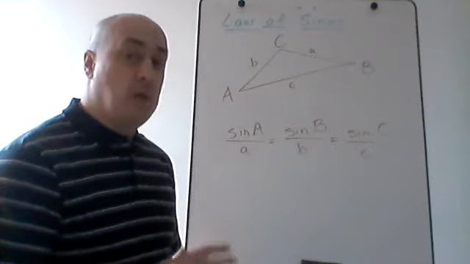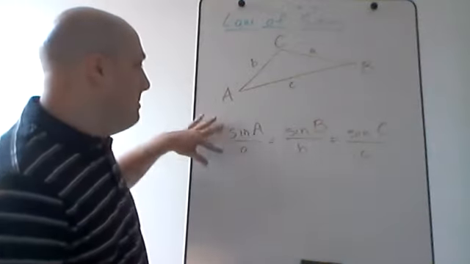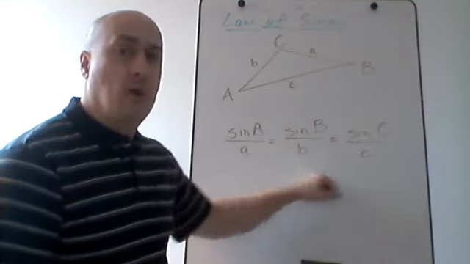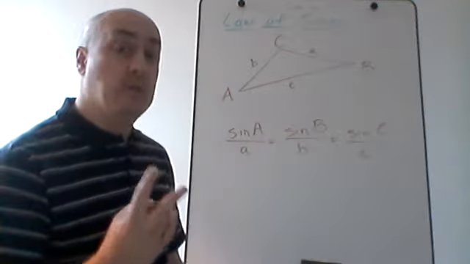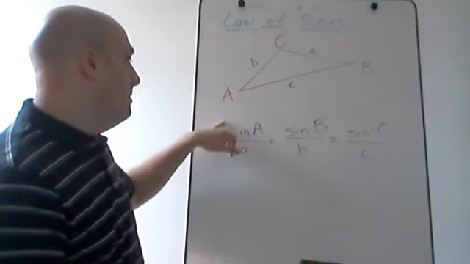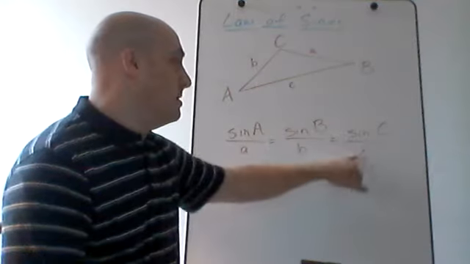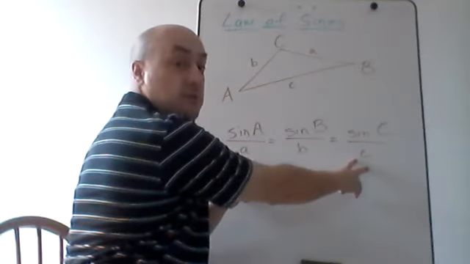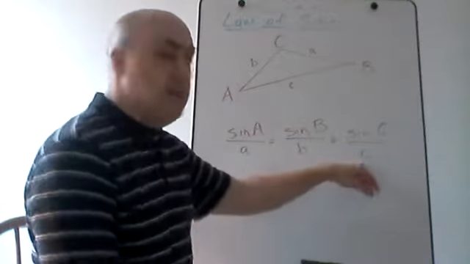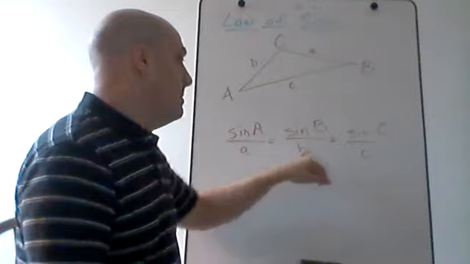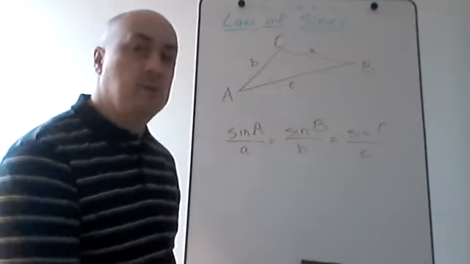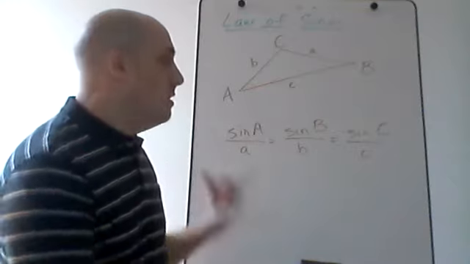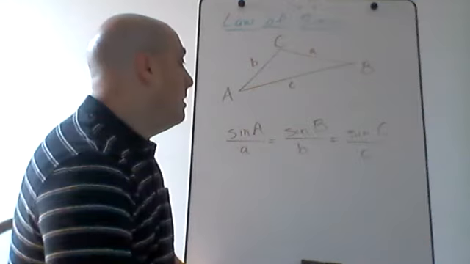But in order to use the law of sines, let me step back a second. When you use the law of sines, you don't use all three of these at the same time. You only use two of them, right? So if I know things about angle A or side A and angle C or side C, I do sine A over A equals sine C over C. If I know things about B and C, I do sine B over B equals sine C over C. I don't use all three of these fractions together. I only use two at a time, depending on which sides and which angles I know.